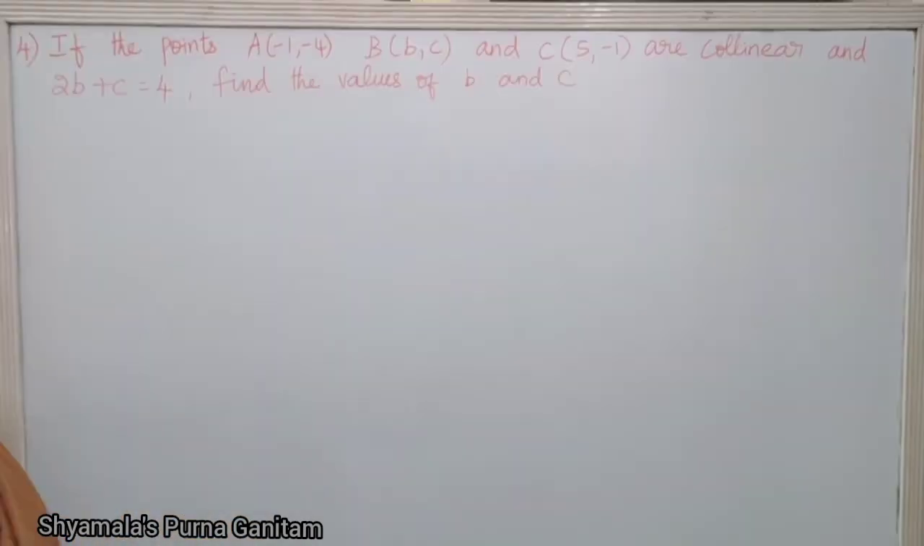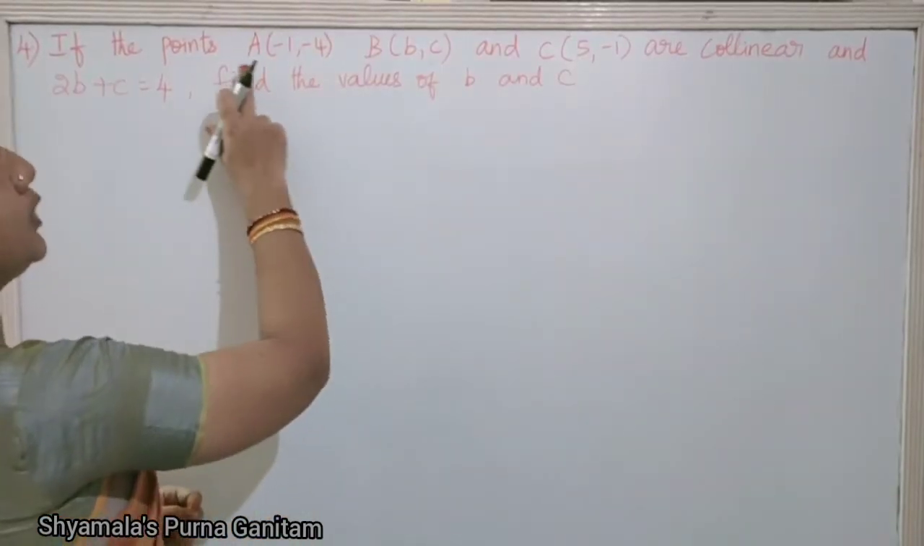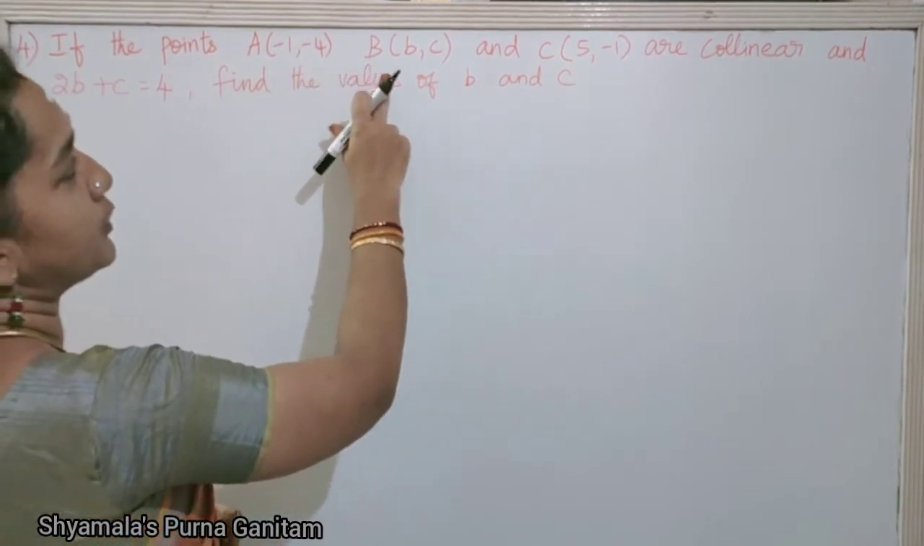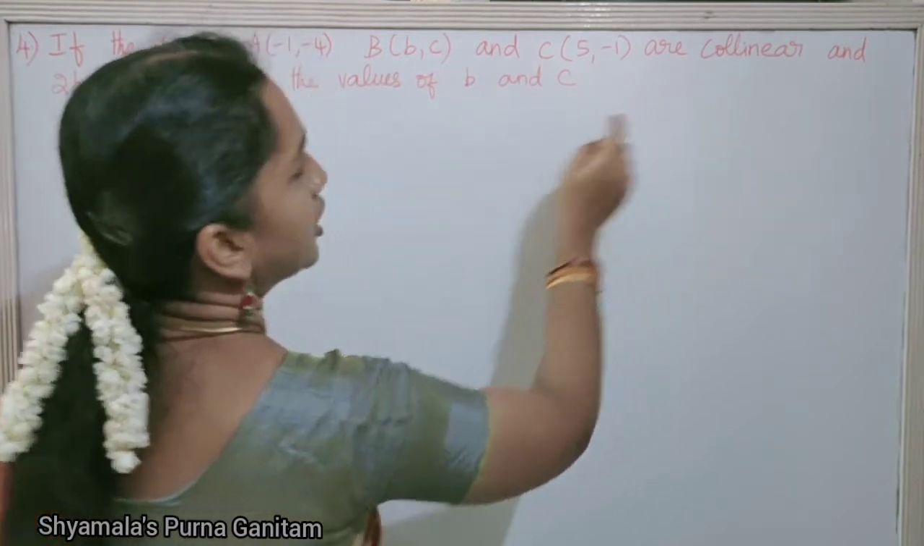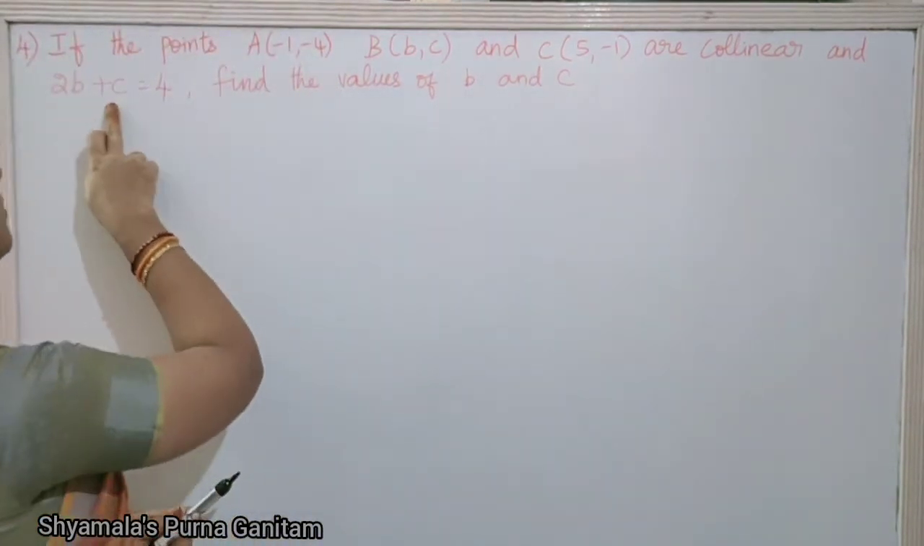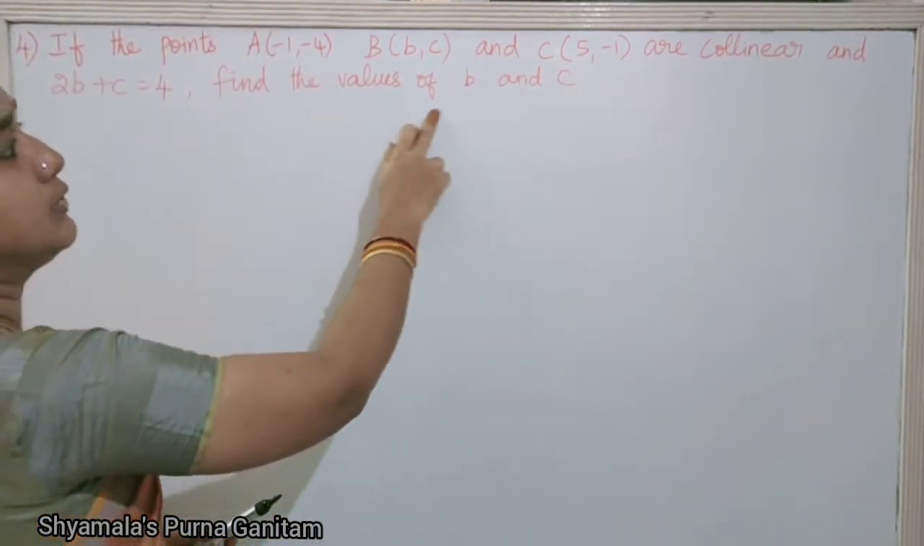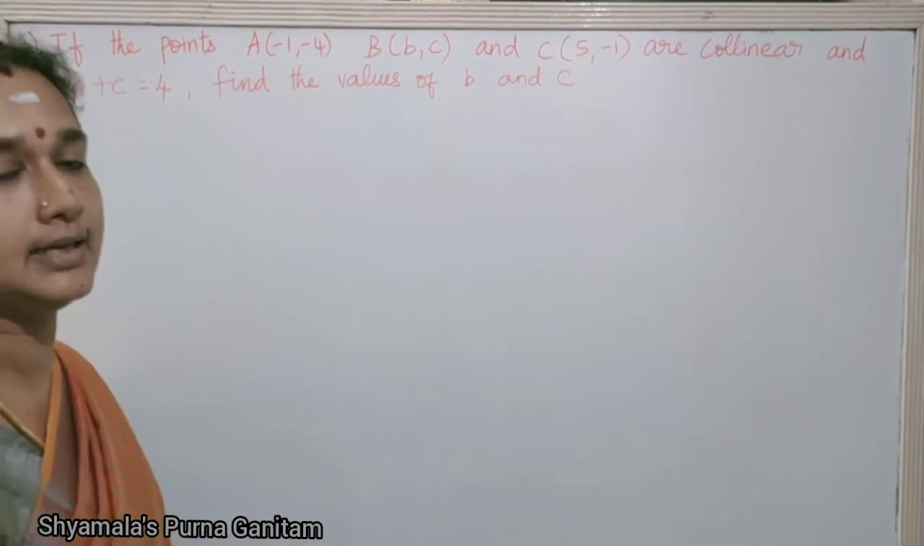Okay. Fourth sum. If the points A(minus 1, 4), B(B, C) and C(5, minus 1) are collinear and 2B plus C is equal to 4, find the values of B and C.